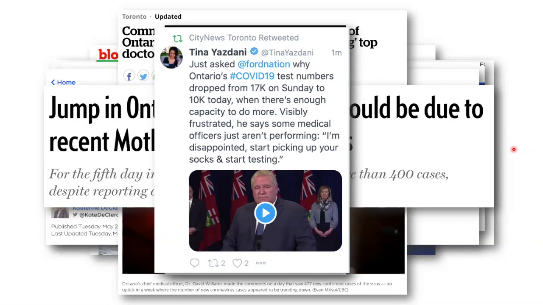So this reporter asked, "Premier, why did the numbers of tests drop from 17,000 on Sunday to 10,000 today?" She's asking for an explanation on the fluctuation of the figures because she doesn't have a way to explain why the numbers fluctuated. Neither did the Premier, though, nor his leadership. They said, "Well, I've got 32 medical officers of health, 16 are above average, 16 are below, and they know who they are, and they've got to start picking up their socks and start testing." Not helpful.